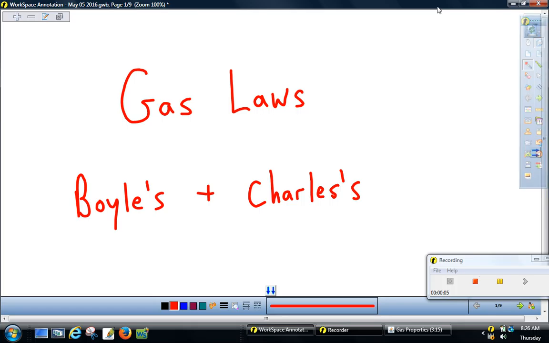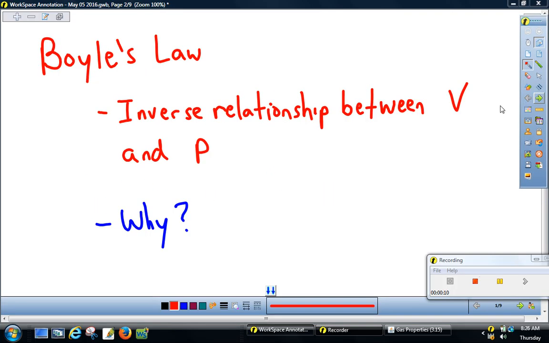So let's start out with Boyle's Law. In Boyle's Law, the mathematical relationship between volume and pressure is studied, and the relationship has been found to be that there's an inverse relationship between the two. So as volume goes up, pressure goes down, and as volume goes down, pressure goes up as a result. So the question is why?